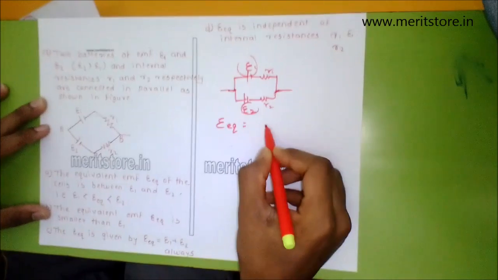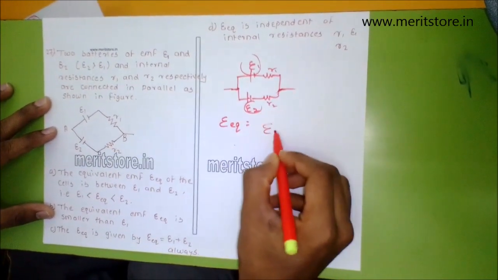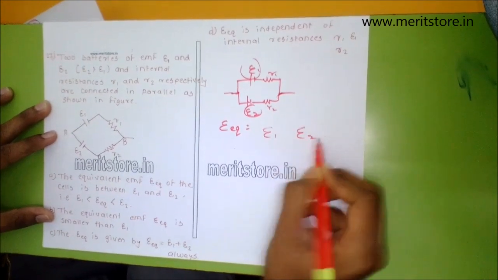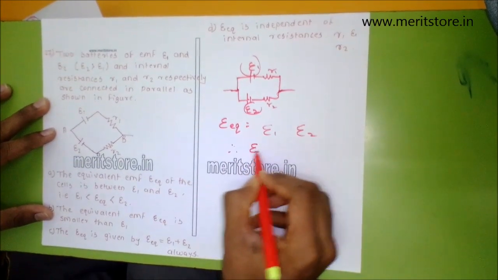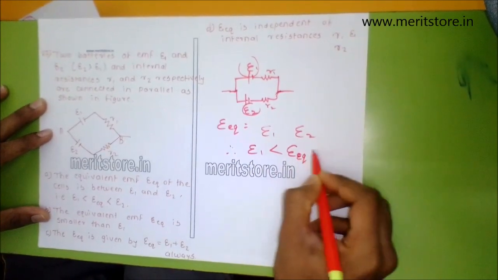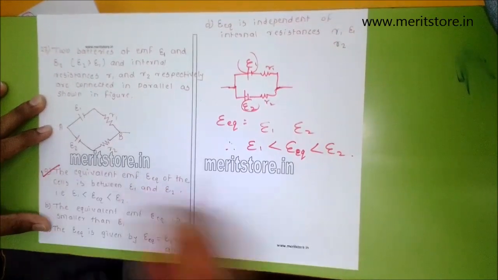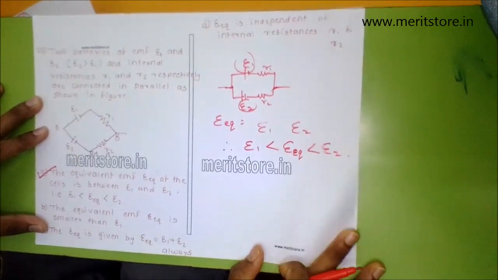So epsilon equivalent would lie between these two values of epsilon 1 and epsilon 2. Hence, epsilon 1 would be smaller than epsilon equivalent, which is smaller than epsilon 2. And this is option A. Hence, option A is the correct answer.